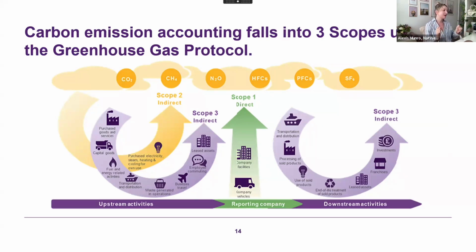But within our scope 3, we've got our upstream activities, which is kind of everything that happens pre-customer. And then we've got our downstream activities, which is kind of how the customer uses the product and where that ends up.